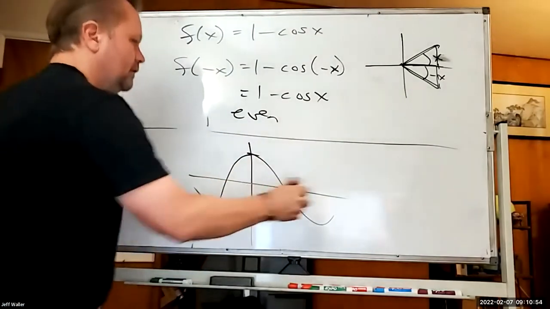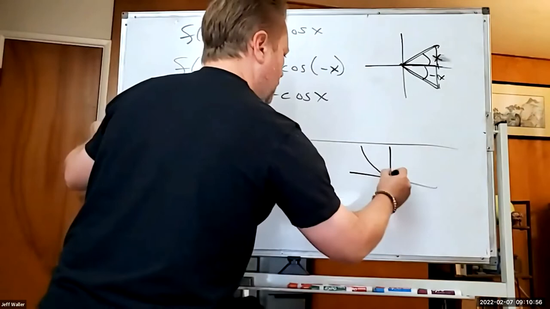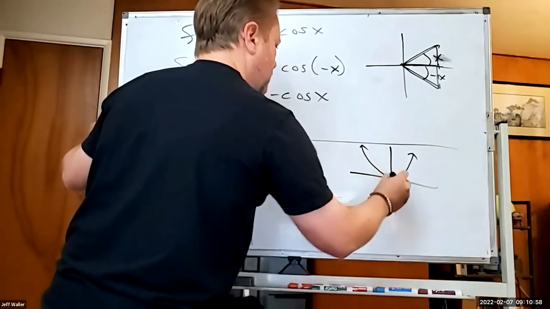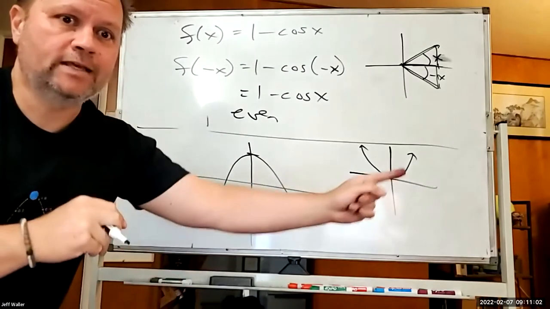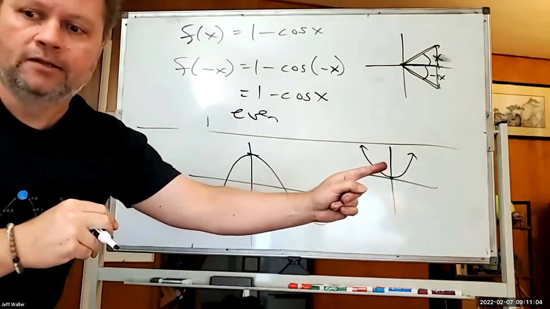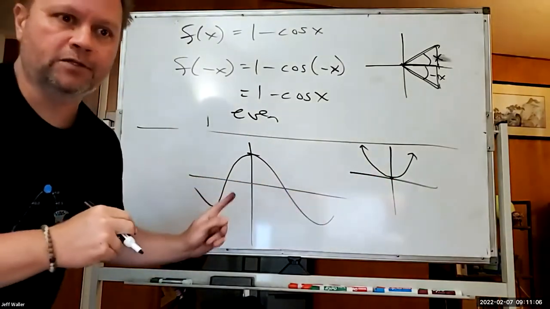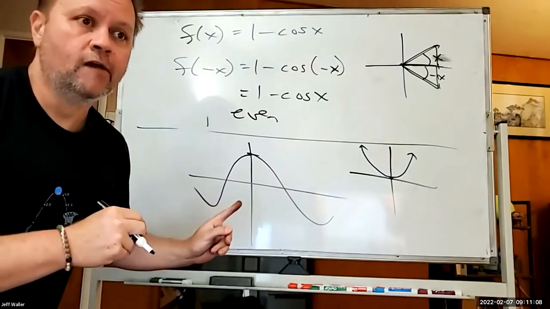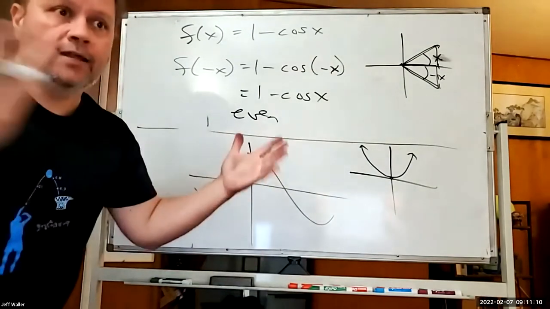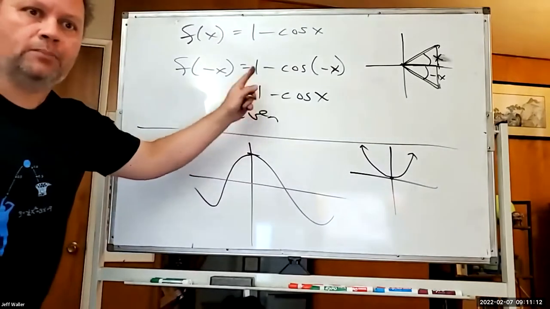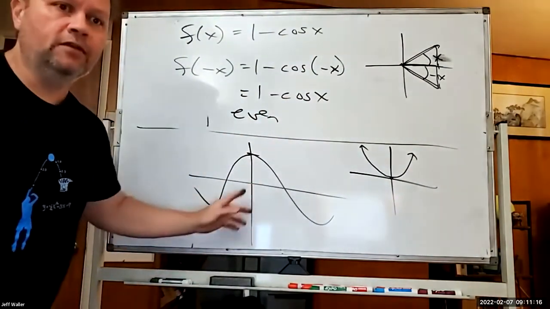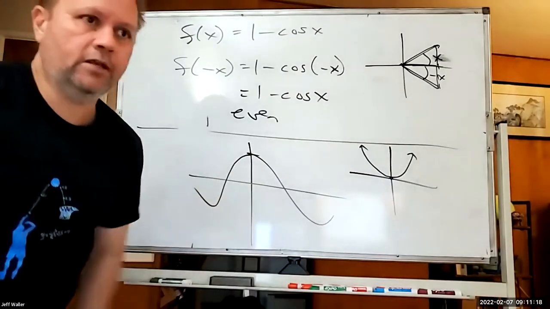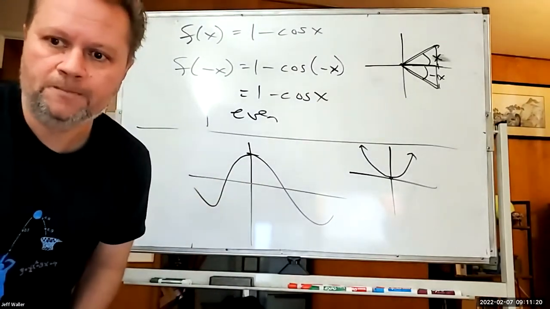Wasn't this even symmetry? Why was this even symmetry? Because it's symmetric across the what? It's the y-axis. Across the y-axis is where the mirror is. Where's the mirror here? The y-axis? Yeah, that's why it's even. So that's the algebraic work. Cosine itself is even because it's symmetric about the y-axis, right?